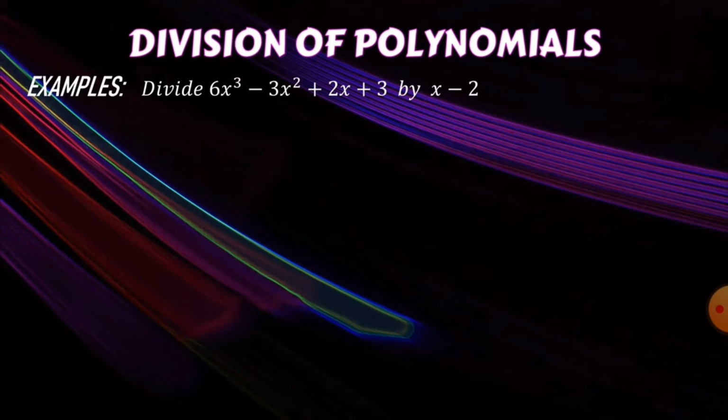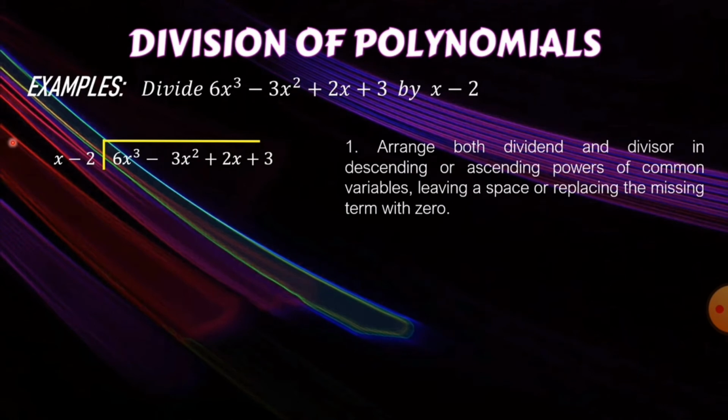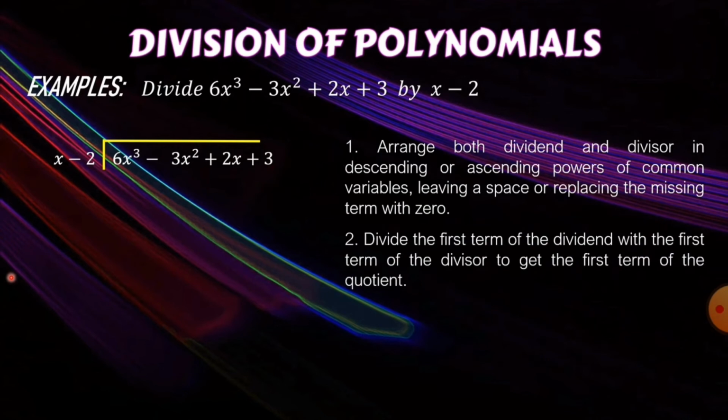So, for example, this one divides 6x cubed minus 3x squared plus 2x plus 3. So, that's polynomial by binomial. So, x minus 2. So, we can solve this using the long division, yung vertical way. Okay, that one. I think everyone is familiar with this. Then, yung mas maraming terms, that will be our dividend. And yung x by 2, that's our divisor. So, step 1, arrange both dividend and divisor in descending or ascending powers or common variables, leaving a space or replacing the missing term with 0. Okay, so it should be descending. So mas mauna yung malaking exponent followed by yung mas malaki or mas maliit, then sa pinaka maliit na exponent.